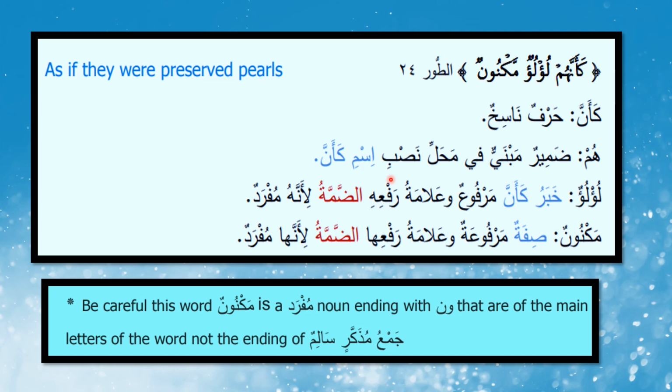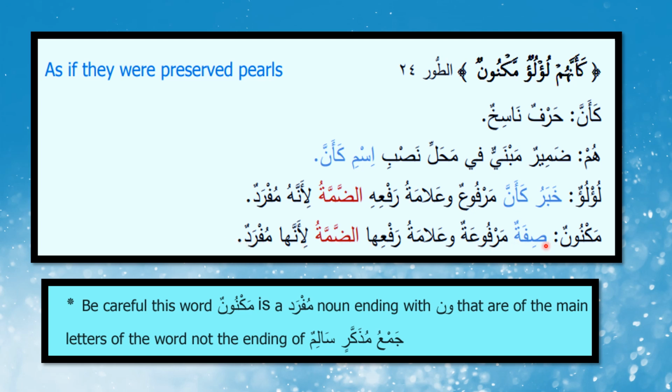Why is it in nasb? Because it's in the position of ism ka'anna. So for whichever sister you use, you will say ism ka'anna, ism la'alla, ism layta, or ism lakinna, likewise. Lu'lu'um is khabar ka'anna. As you know, it's in marfu case. It will do the same job as inna. مكنون. مكنون is صفة مرفوعة وعلامة رفعها الضمة لأنه مفرد.